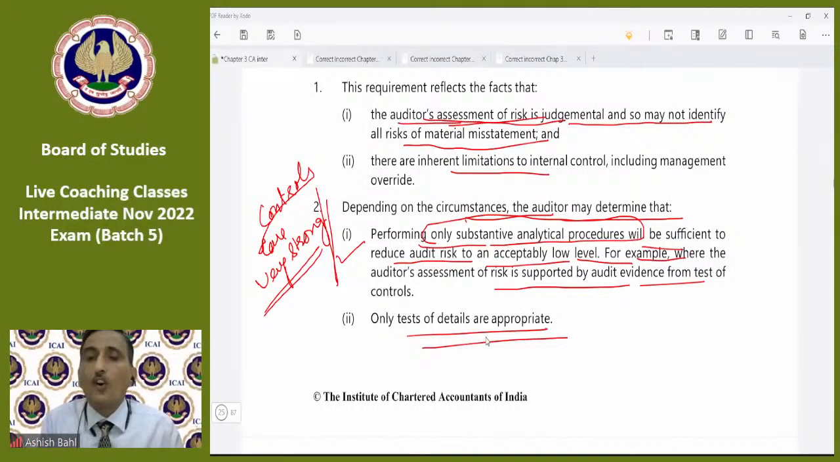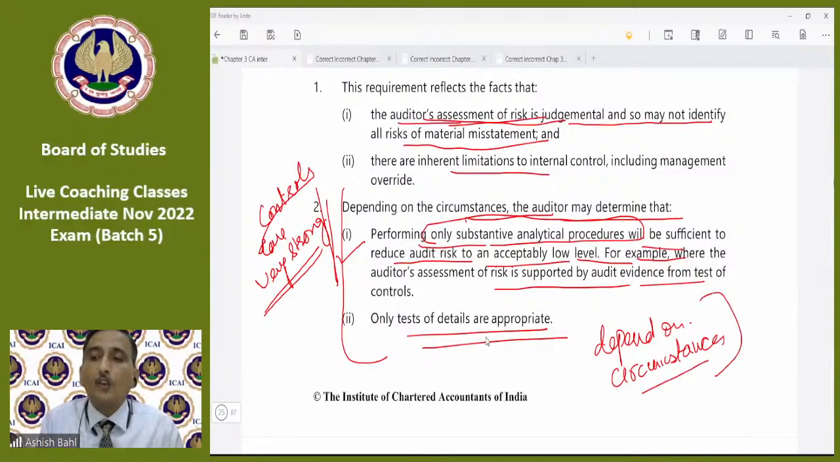Okay, so these two things depend upon the circumstances: what is the nature of the entity, how its operations are performed, and how the control system has been devised by the management.